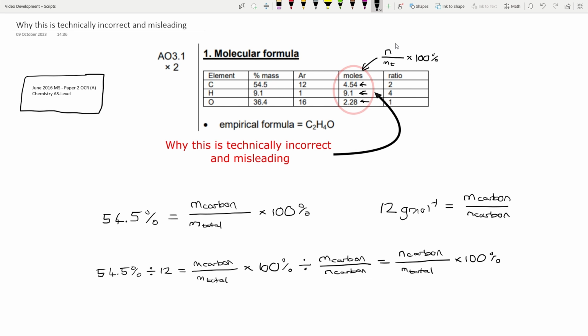Now, if you're a more experienced chemist like I am, you can use your critical thinking skills and you probably know immediately that this is not actually moles. But for a professional examination body to do this, I think is misleading to new students.